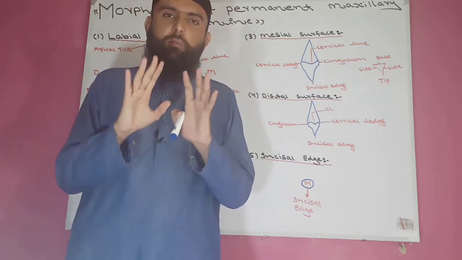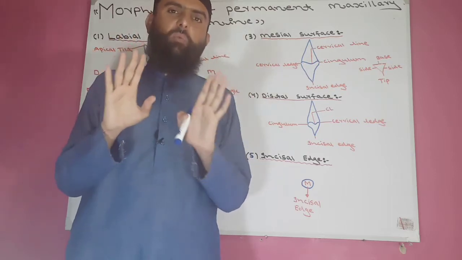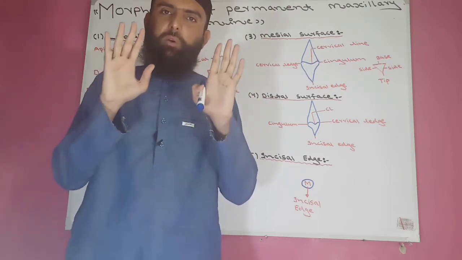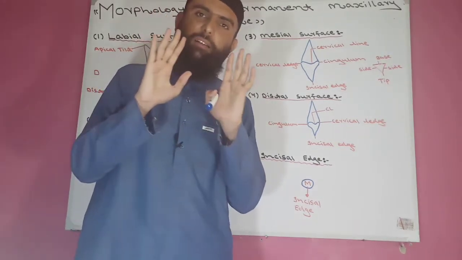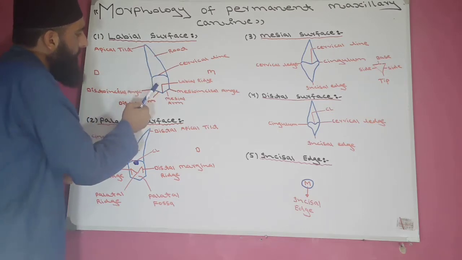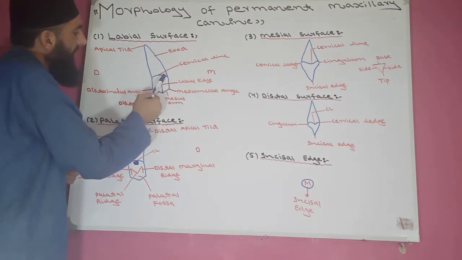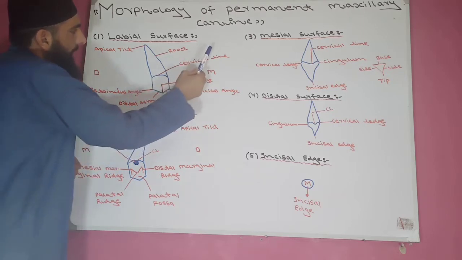The structure which separates the crown from the root, which is the demarcation between crown and root, is known as the cervical line. Like here, this is the root of the tooth, this is the crown of the tooth, and the structure which divides the crown and root is known as the cervical line.